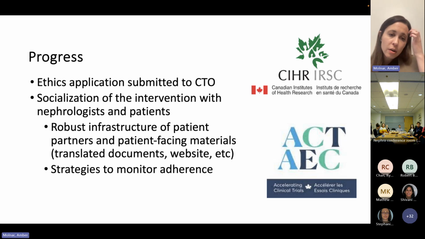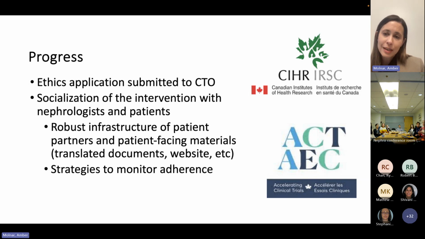In terms of our overall progress thus far with the trial, we are still in the early stages. We've obtained funding from CIHR and the Accelerating Clinical Trials Consortium for the post-dialysis blood work sub-study. We have submitted the ethics application to CTO. We are working on a pretty robust plan to socialize this intervention with both nephrologists and also patients.